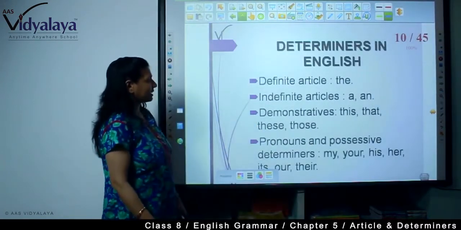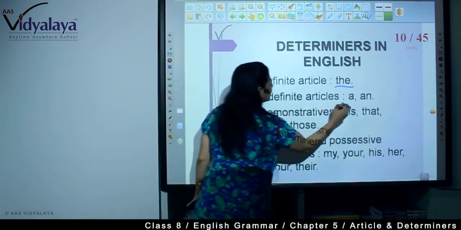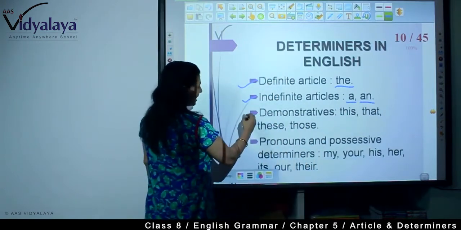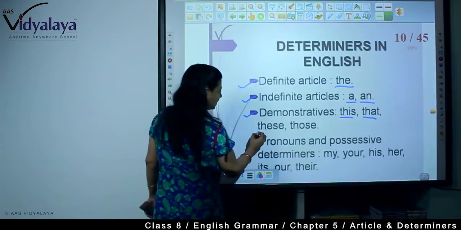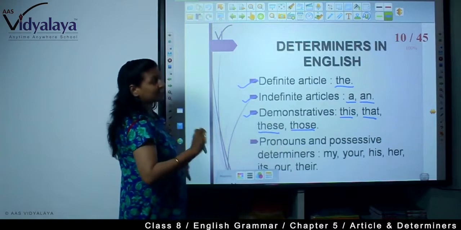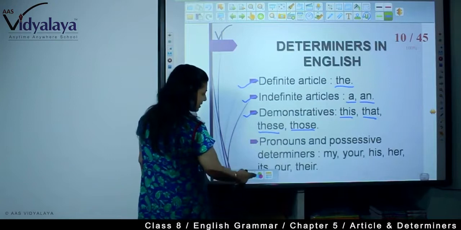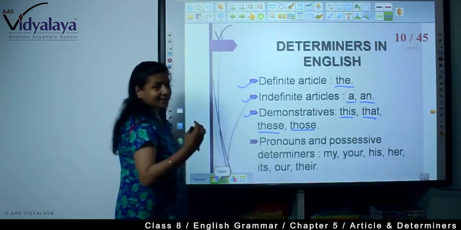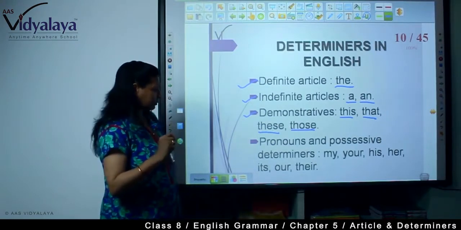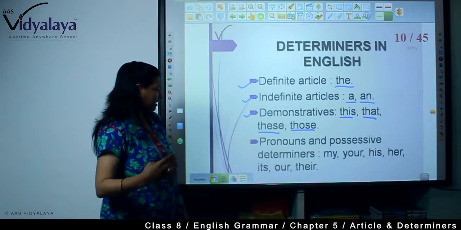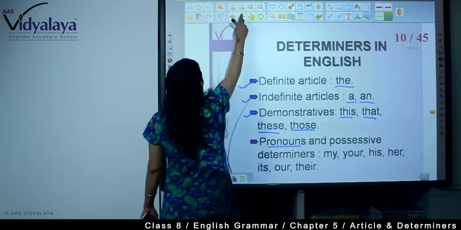Then, determiners in English. As a definite article, we have the. As indefinite articles, we have a and an. Demonstrative determiners are this, that, these, those. This is a list of determiners. Please pay attention to this. Pronouns and possessive determiners: my cup, my book. See, a noun is there. So, these are all determiners: your, his, her, its, our, their.